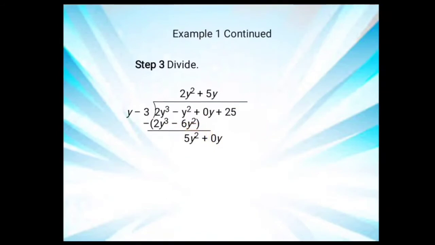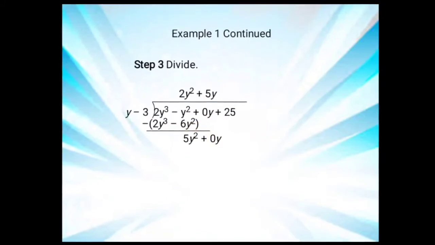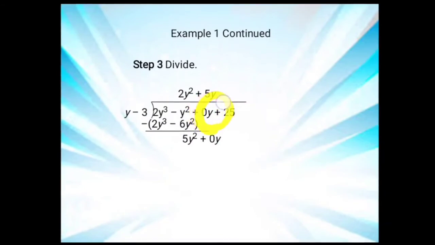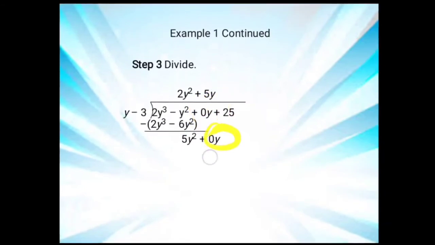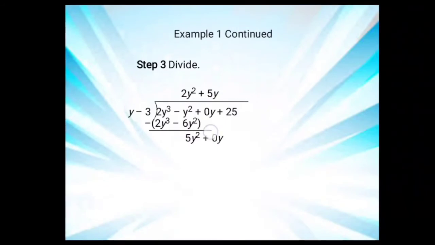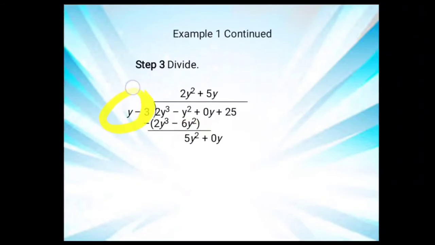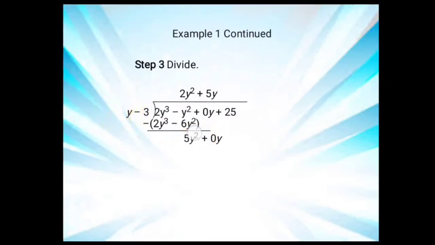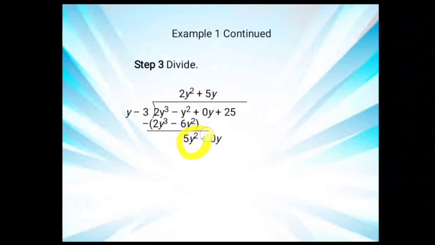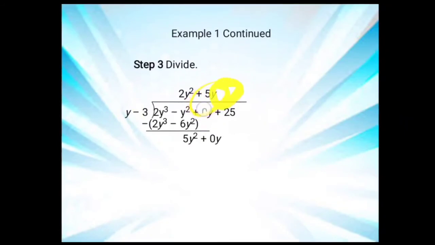Then, same process as how we divide numbers. Let's bring down the next term, that is 0y. Now, let's focus on how we are going to eliminate this 5y squared. To make it possible, you have to divide it again by the first term of the divisor, which is y. So 5y squared divided by y. 5 divided by 1 is 5. Then y squared divided by y is y. We subtracted their exponents.